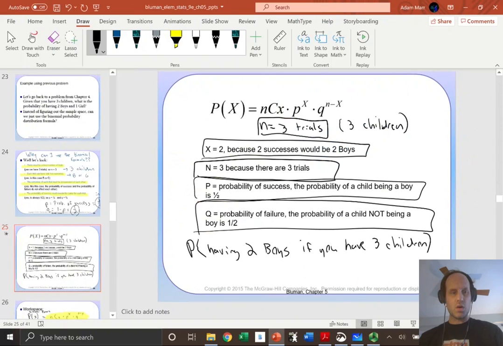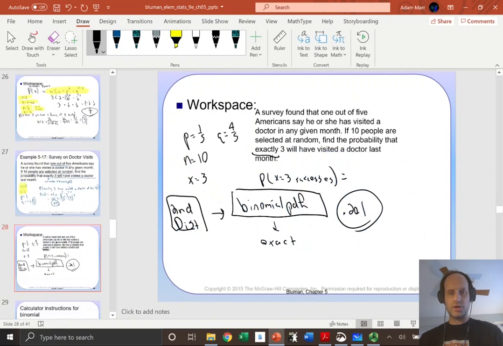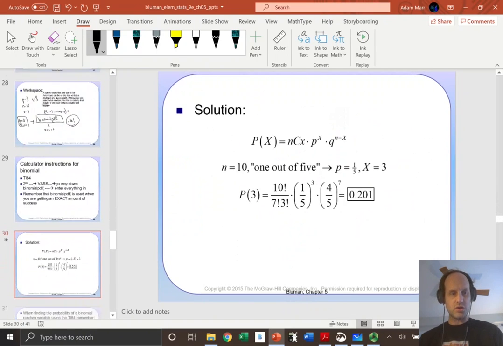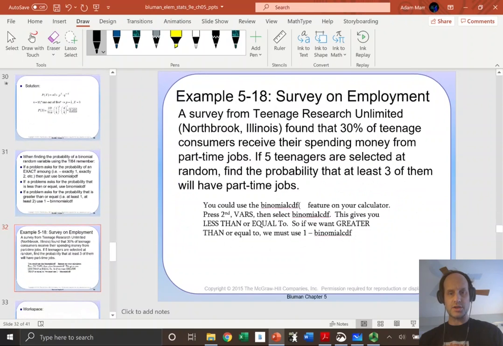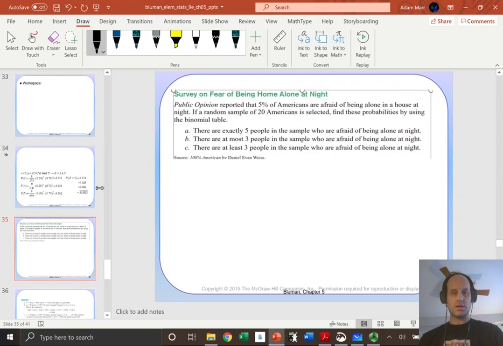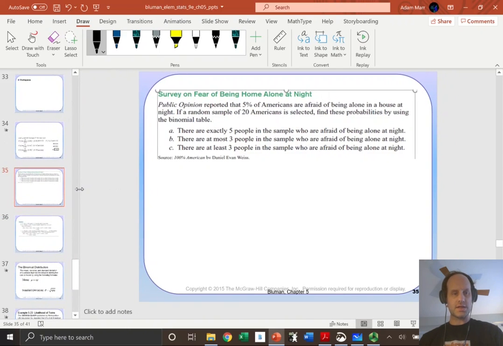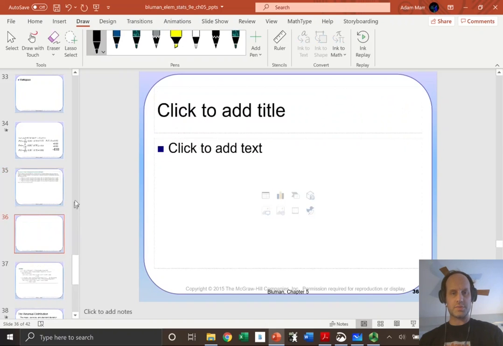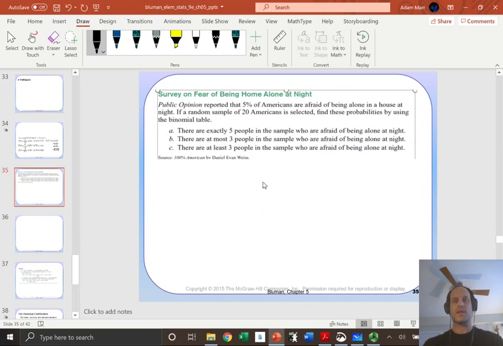What I did want to talk about, though, is that we don't always have to use Binomial PDF, and I'll tell you why it wouldn't be good to always use it. Let's look at an example right here. Let me add another slide just for workspace. There we go. Like in problem A, let's read the problem first.